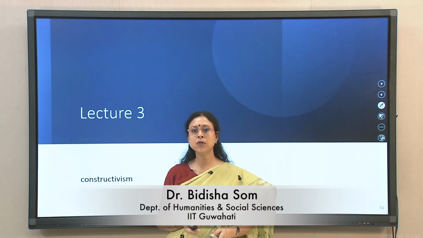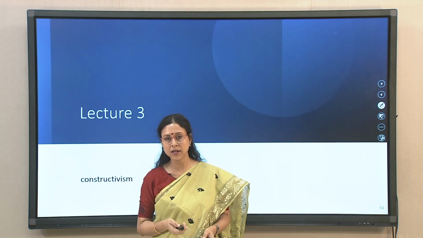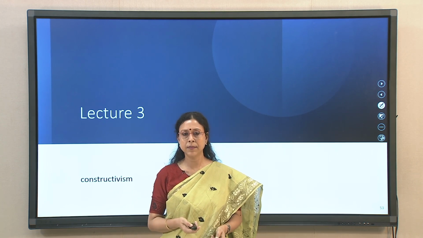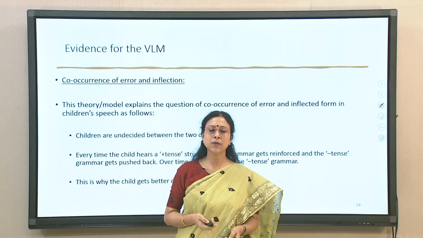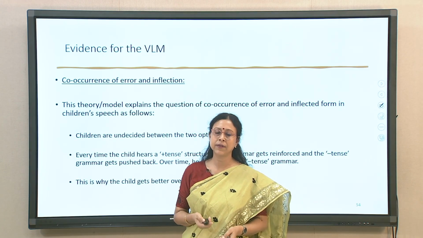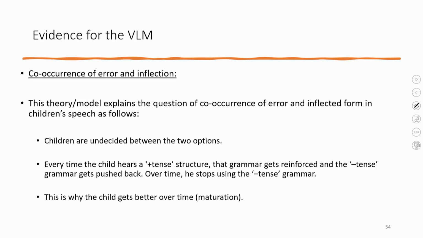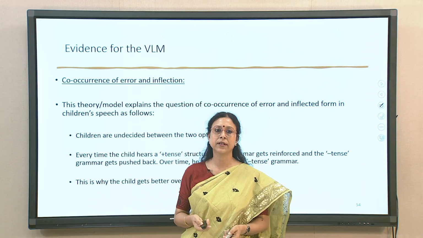In lecture 2, we looked at the variational learning model, and we talked about what the model basically means and how it works. Now, let us look at some of the evidence in favor of the model, and then some evidence that does not seem to go along with the model, and then we will look at constructivism as a possible alternative to this theory. So, with VLM we are still with the nativist perspective.